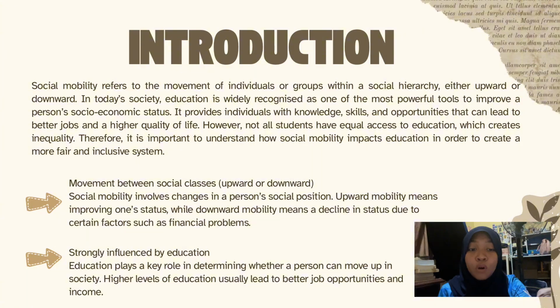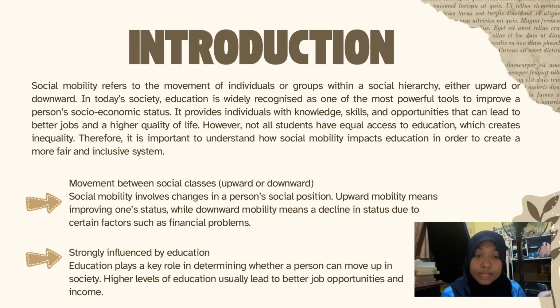Okay, so firstly, we have the movement between social classes, which is upward or downward. Social mobility involves changes in a person's social position. Upward mobility means improving one's status, while downward mobility means a decline in status due to certain factors, such as financial problem. So next, we have the strongly influenced by education, which education plays a key role in determining whether a person can move up in society. High level of education usually leads to a better job opportunities and income.